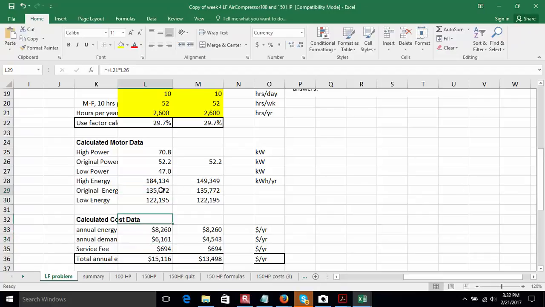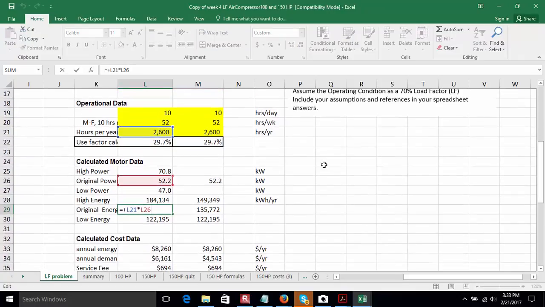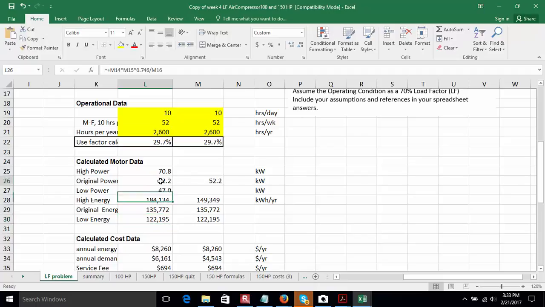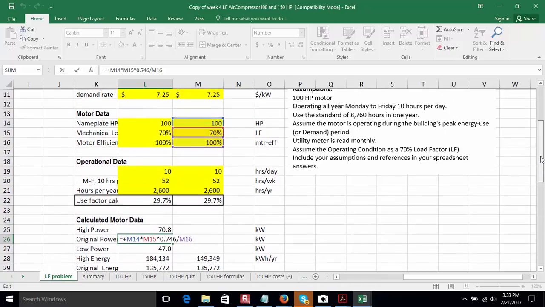Where does that come from? Yeah, that's what I want to know. Okay, so what we're looking for is the hours per year times the power. Where did you get the original power? Okay, so let's figure out where original power comes from. Fantastic question.